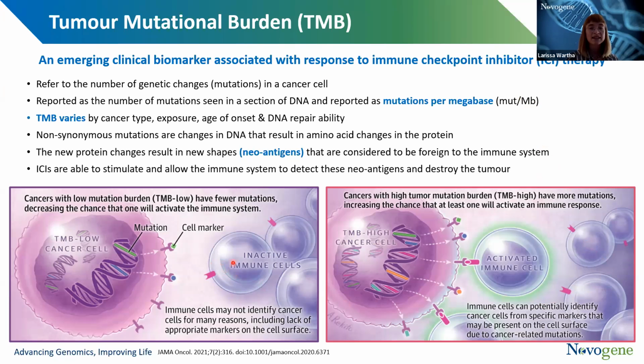Cancers with low TMB have fewer mutations, and this decreases the chance that the immune system is activated. Whereas cancers with a high TMB have more mutations, therefore increasing the chance that at least one will activate an immune response.